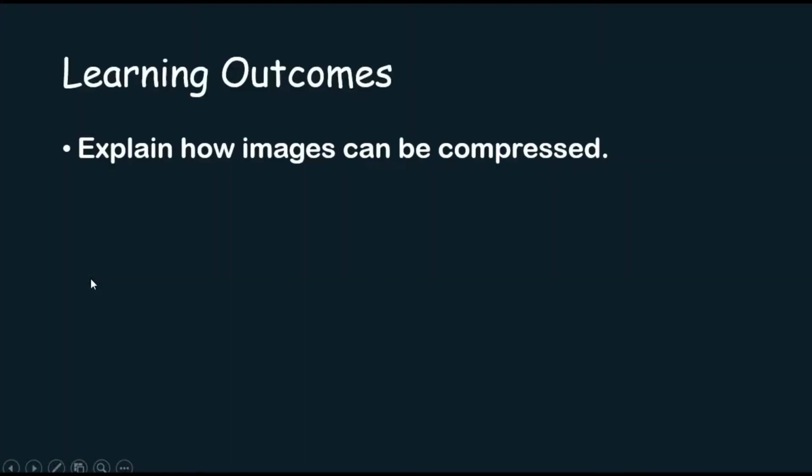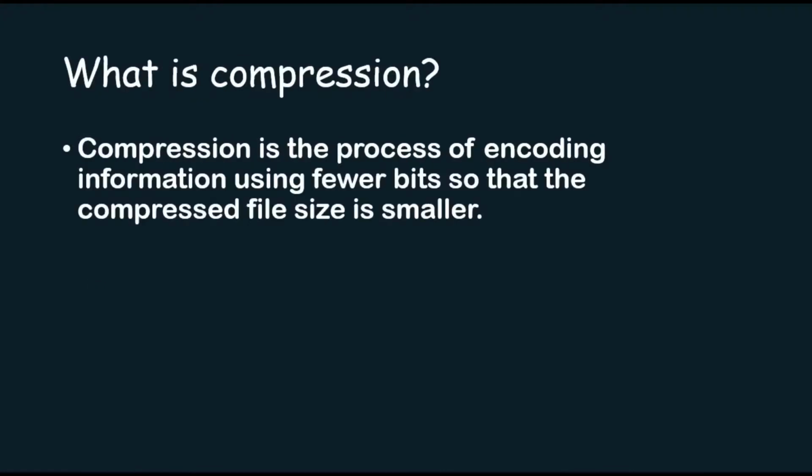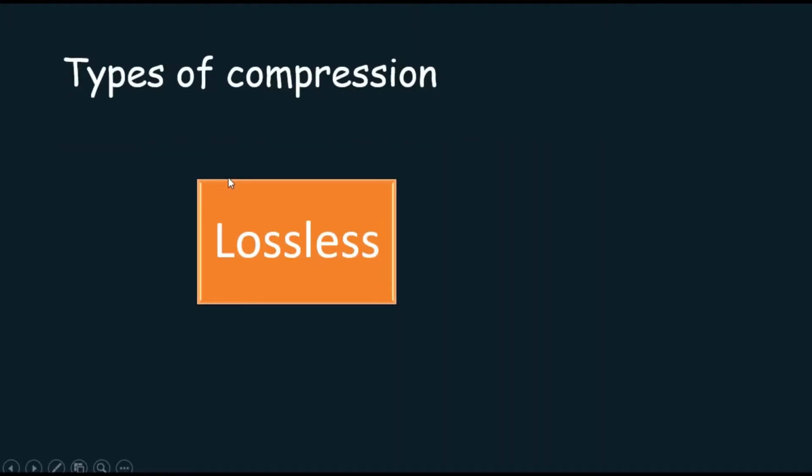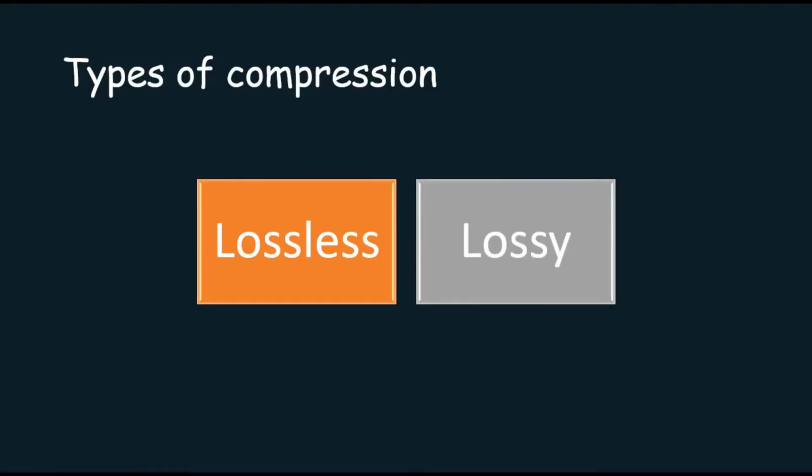So by the end of this lesson you should be able to explain how images can be compressed. So just a small recap, what is compression? We have seen that compression is basically encoding information using a smaller number of bits, and this will yield a file size which is smaller. And we have seen two methods of compression, lossless and lossy.